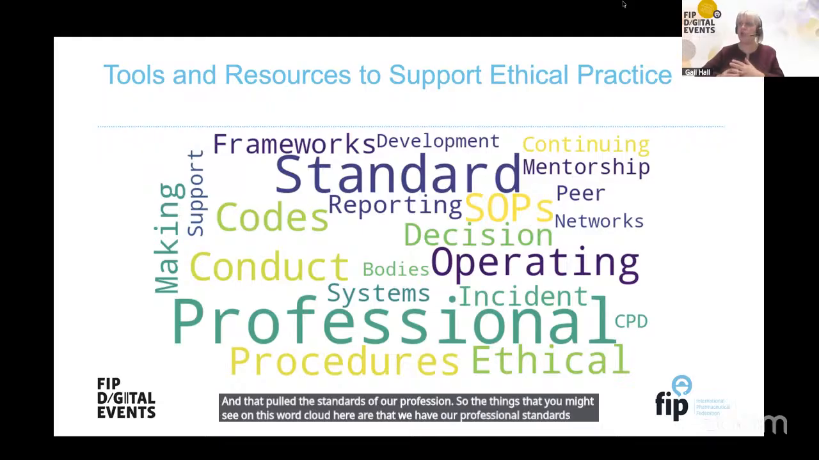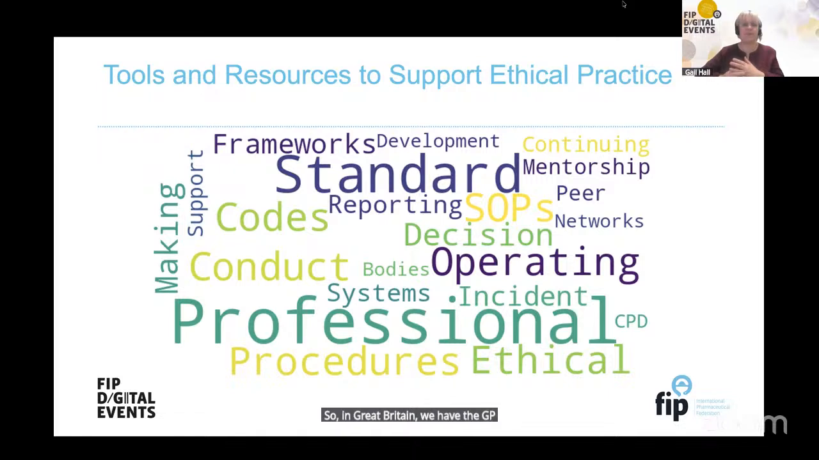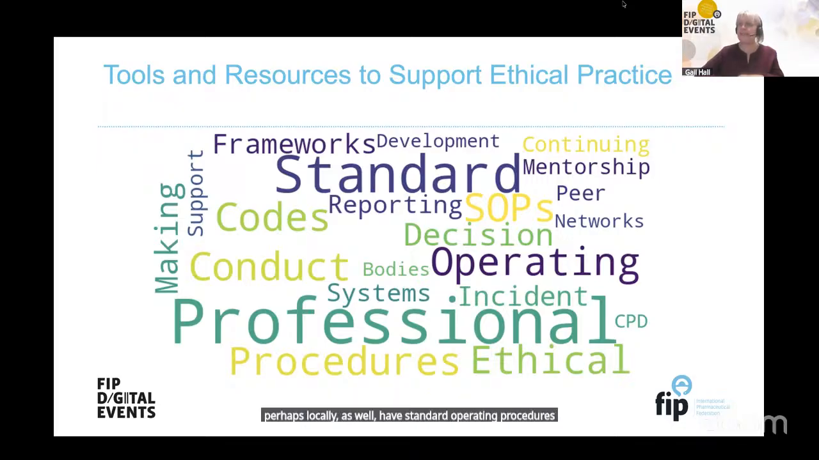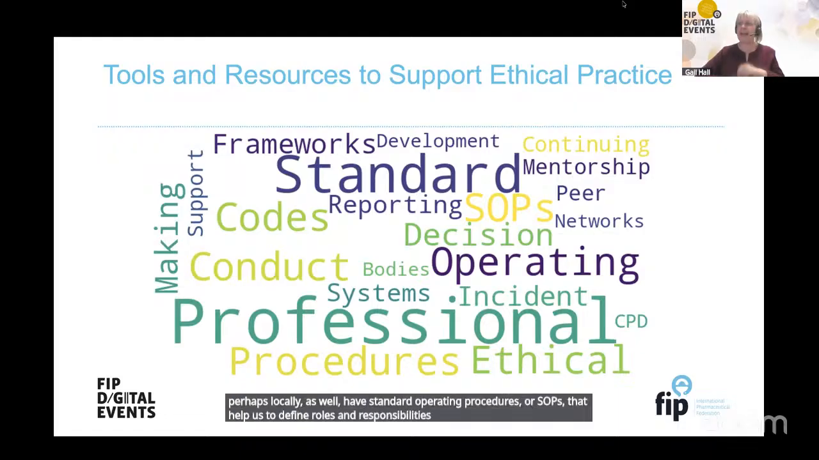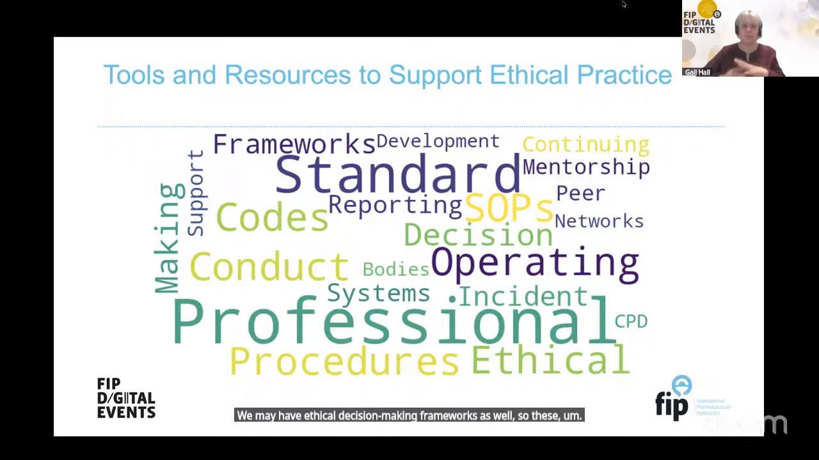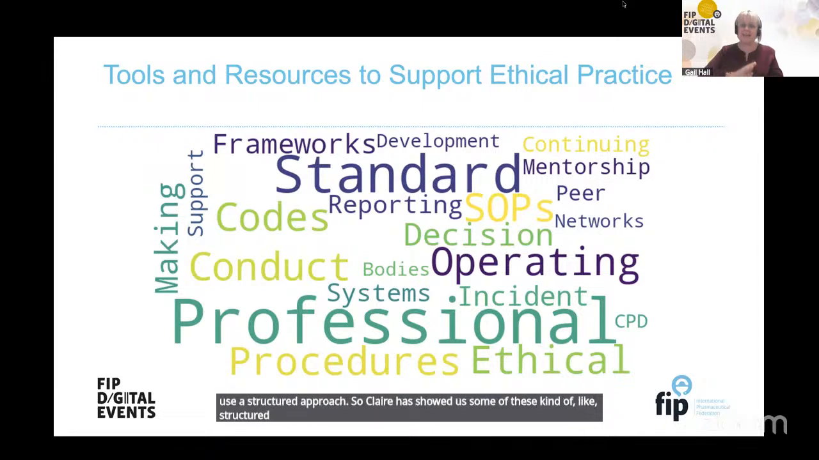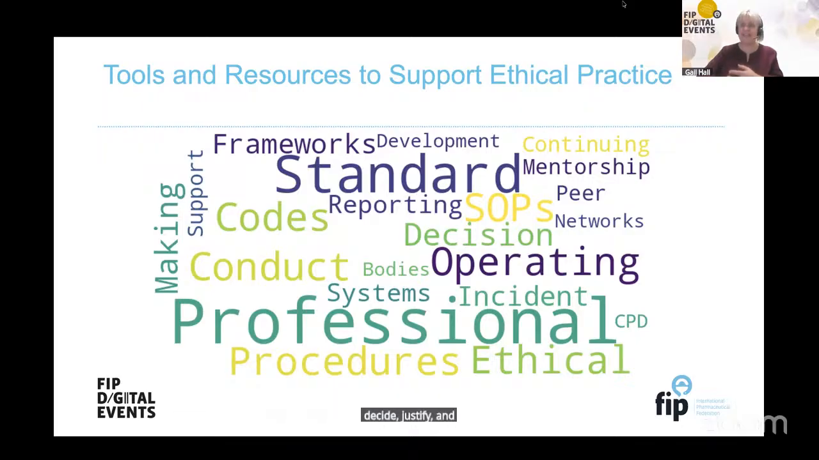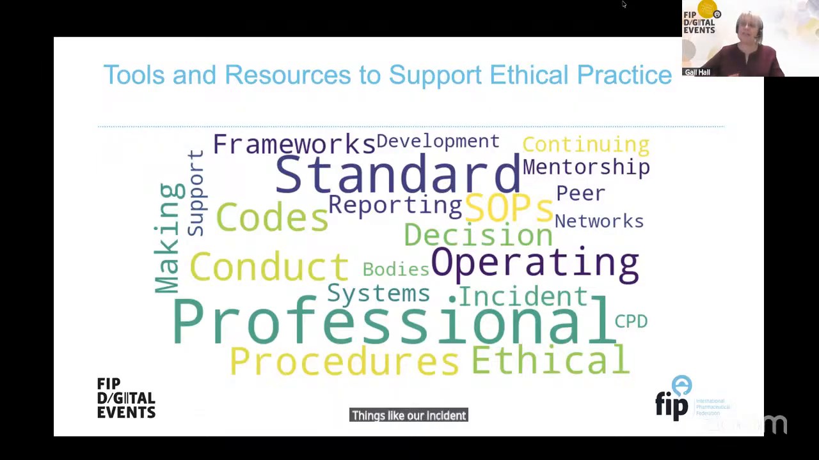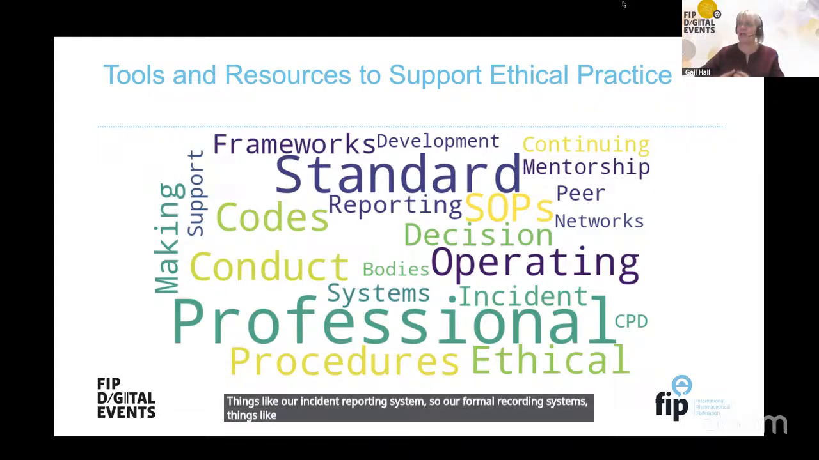So the things that you might see on this word cloud here are our professional standards and codes of conduct. In Great Britain, we have the RPhT standards for pharmacy professionals that pharmacy technicians can follow, and that provides a clear framework for ethical behaviours and professionalism. Perhaps locally as well we have standard operating procedures, or SOPs, that help us to define roles and responsibilities and those escalation pathways. We may have ethical decision-making frameworks as well, a structured approach. Claire has shown us some of these: identify the facts, consider the values, explore the options, reflect, decide, justify, and then revisit. We've seen some of those on today's presentation. Things like our incident reporting systems, our formal recording systems, such as DATEX, which allows pharmacy technicians to report concerns safely and transparently.